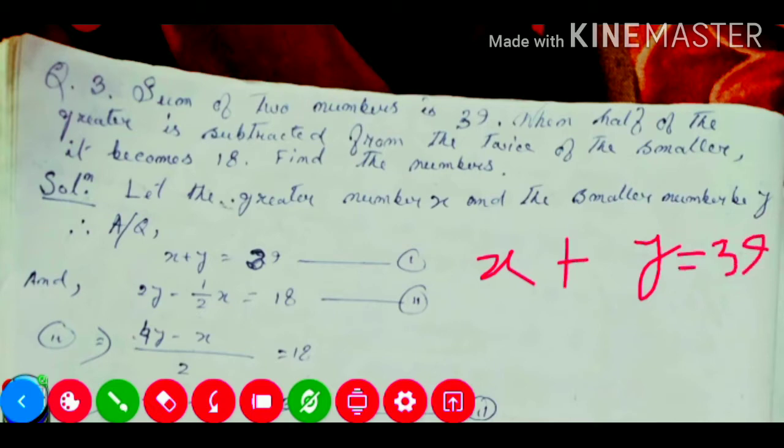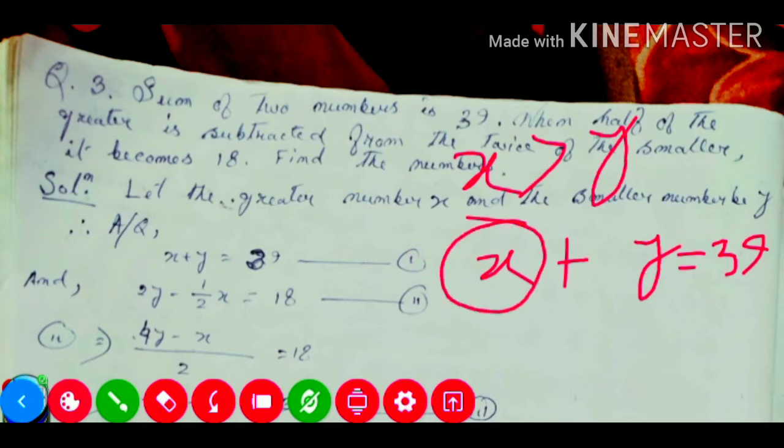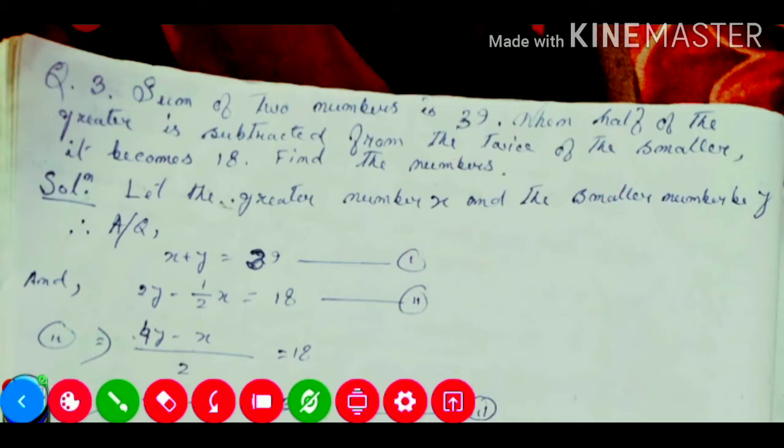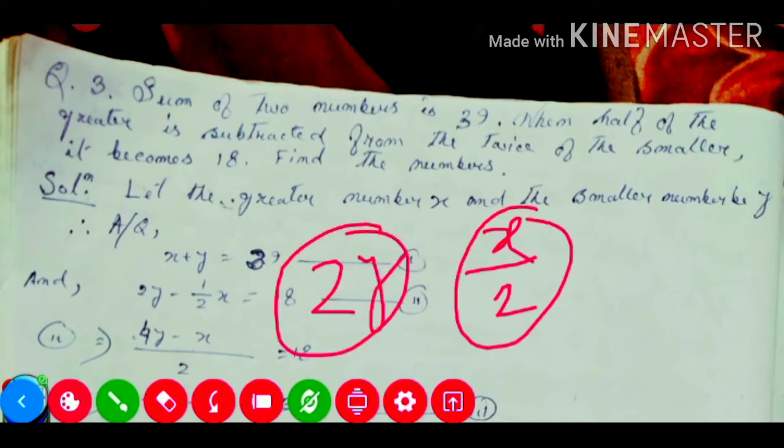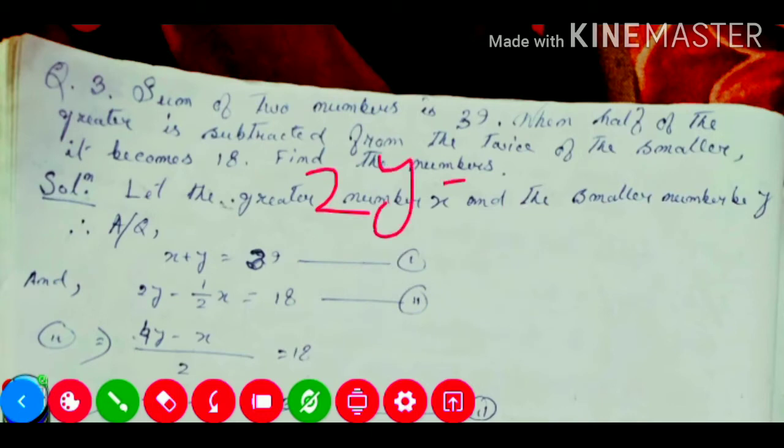And see, next part of this question: when half of the greater, suppose we consider x is greater than y. x is the greater number between these two. Now what is told? Half of the greater, that means x divided by 2, we need to subtract from twice the smaller, which is 2y. From this we need to subtract this, so it will be 2y minus x by 2. That time it will be equal to 18. Find the number. So very easy.